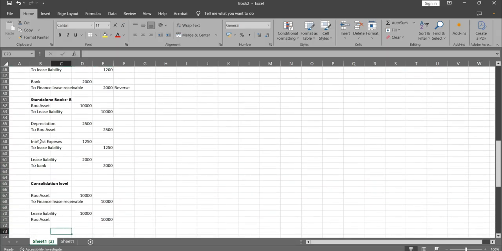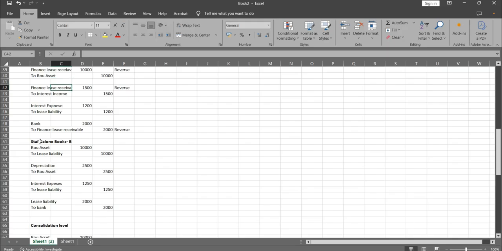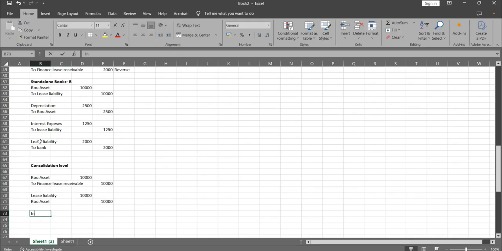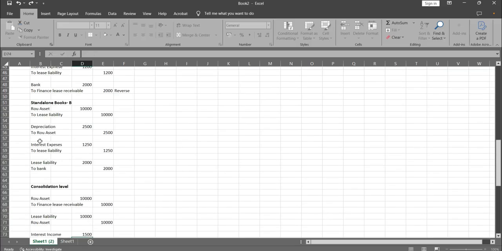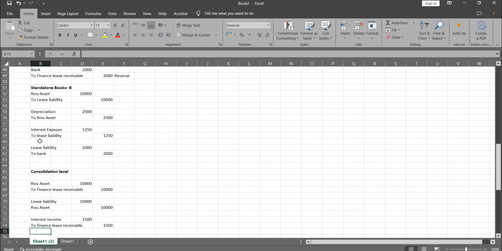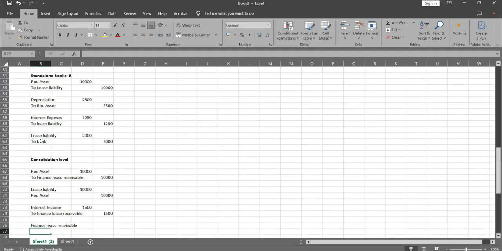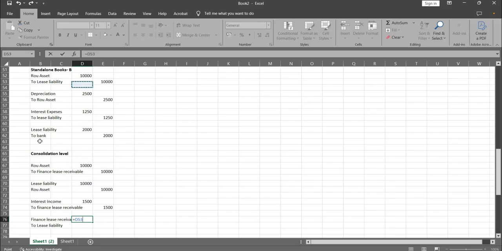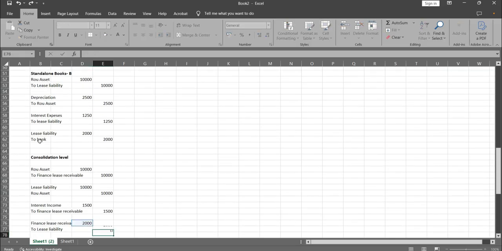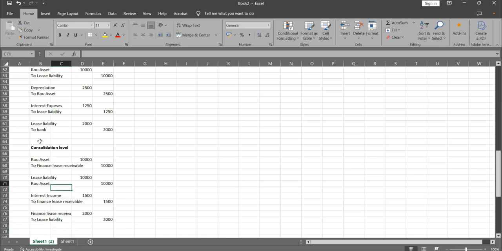So at consolidation level, we will reverse these transactions, interest income to finance lease receivable. Whatever amount has been booked in the books of entity A, we will reverse it entirely. Then we will reverse finance lease receivable to lease liability. This is the reversal of the rent transaction. Okay, and entries posted in the books of B, everything will be reversed. This is this.